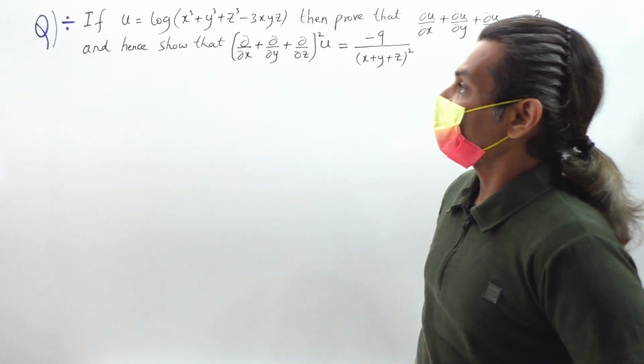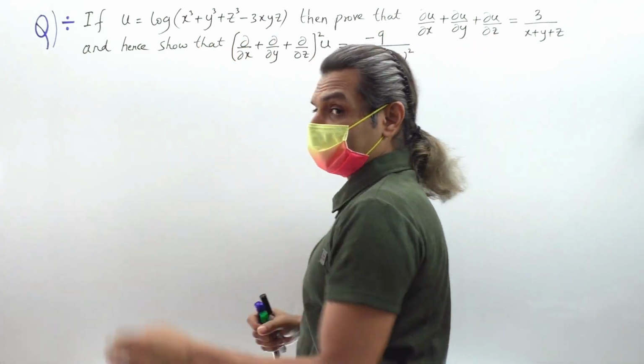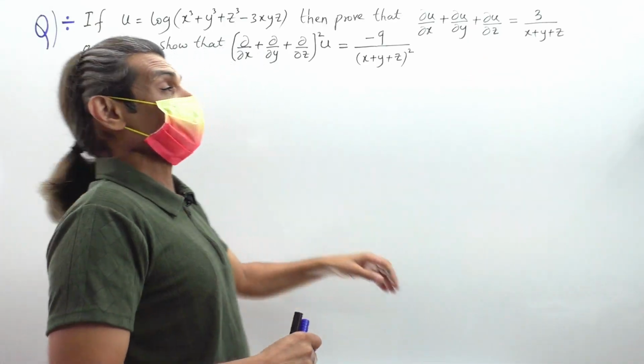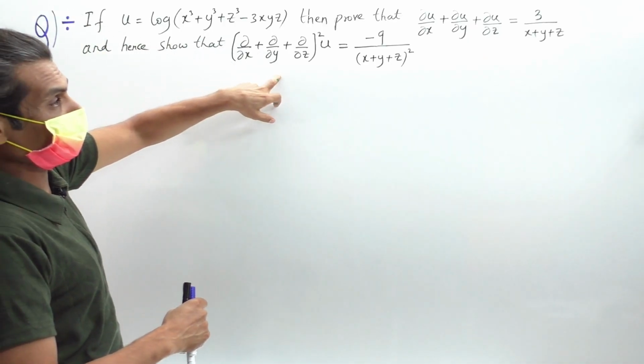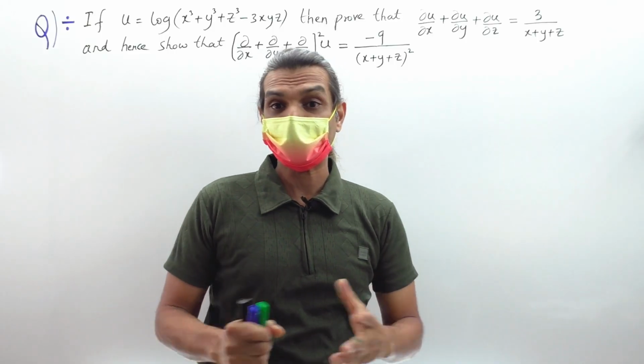Check out this problem. If u is equal to log of x cube plus y cube plus z cube minus 3xyz, then prove that dou u by dou x plus dou u by dou y plus dou u by dou z is equal to 3 by x plus y plus z, and hence show that dou by dou x plus dou by dou y plus dou by dou z the whole square u is equal to minus 9 by x plus y plus z the whole square.